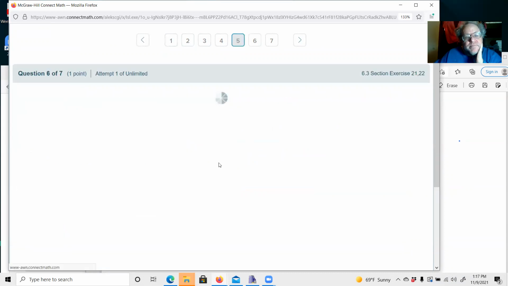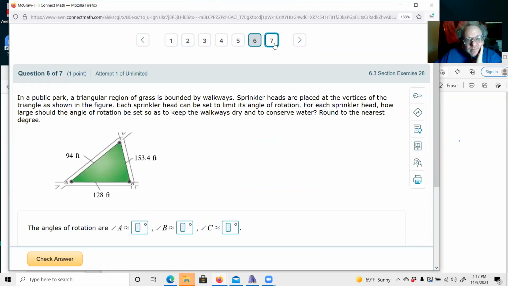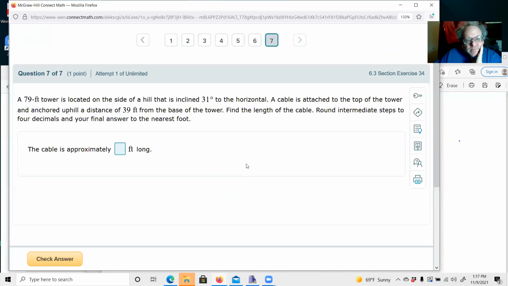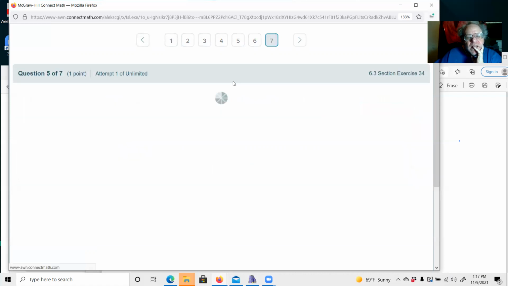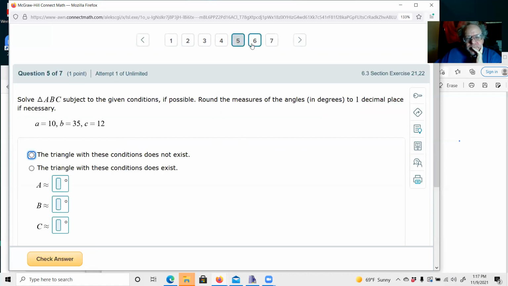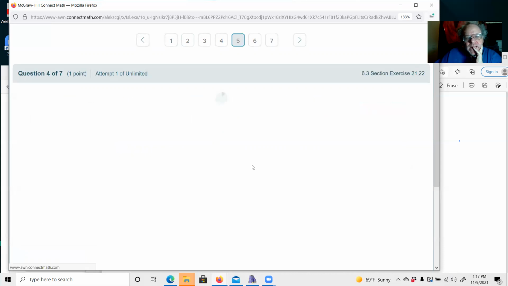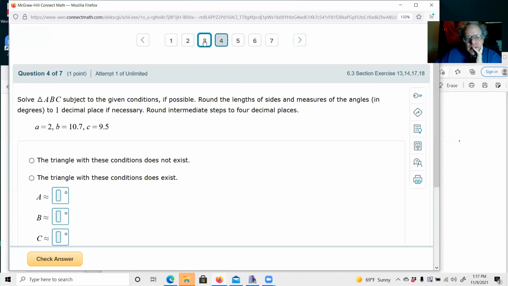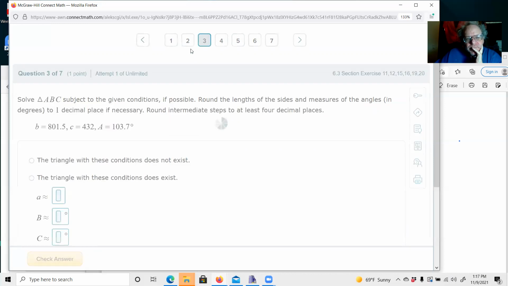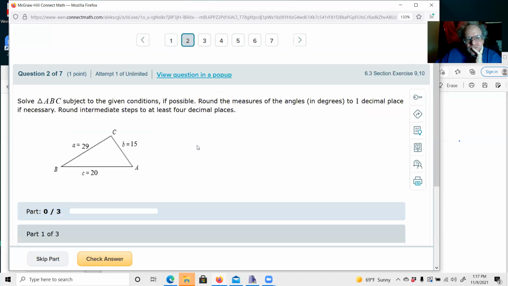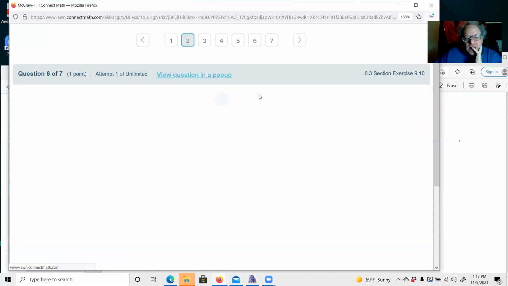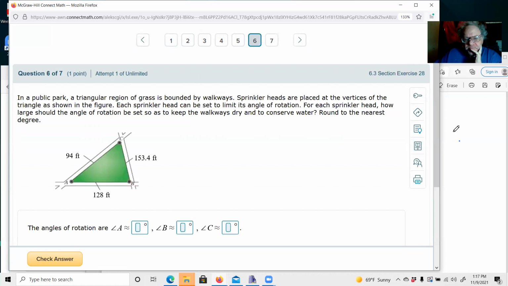Let's see here. Showing off the tower. See if I can find one with a picture on it. Ugh, don't want to do that. All right, we'll use the one with the picture.